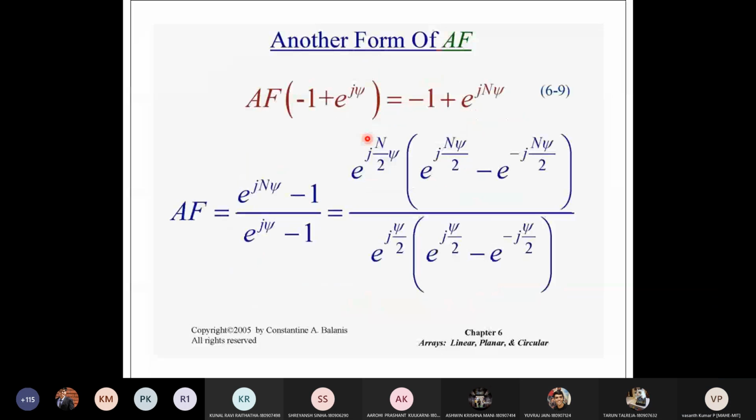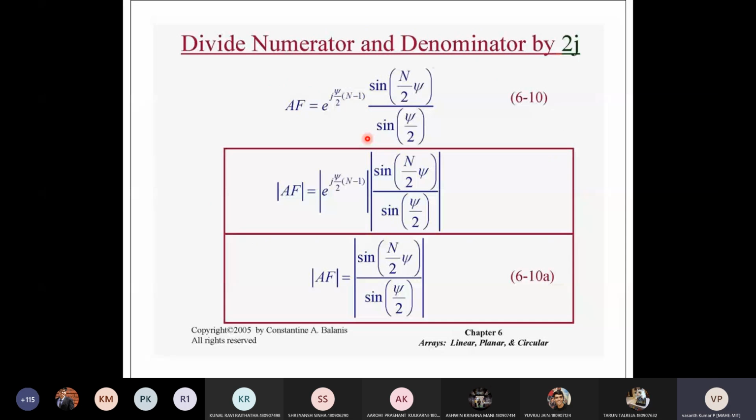Yes, sir. Array factor like this, so you get the expression like this. If you take e to the power of j n psi by 2 outside, you get this. And here you take j psi by 2 outside, you get this expression. And see here, this is a phase term, this is the amplitude term.